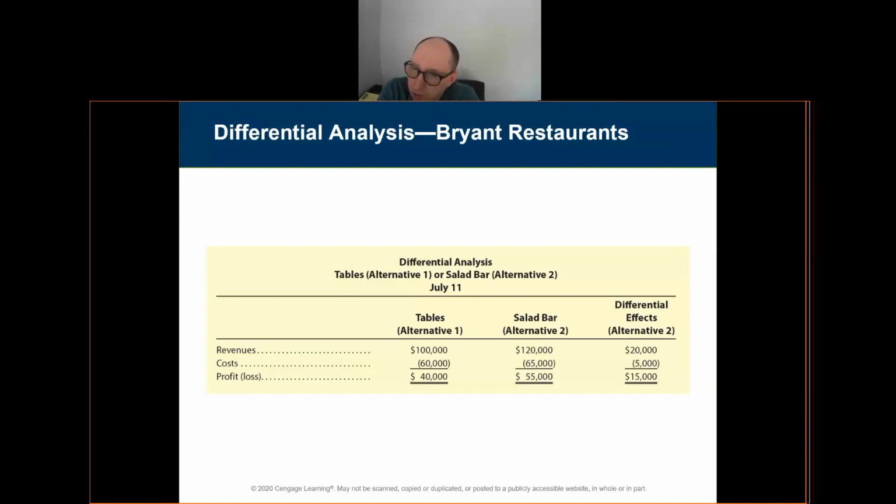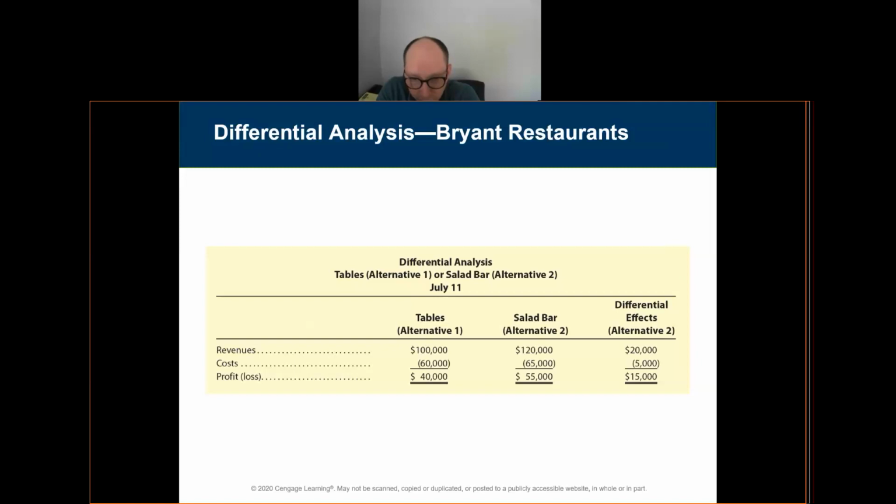So what we do is we perform what's called a differential analysis. When you perform a differential analysis, it's very simple. We're simply taking the difference between the two alternatives. So 100,000 minus 120,000 gives us a revenue increase of 20,000. Our costs, we can see the difference between the two, 60,000 and 65,000. Our costs increased by 5,000.